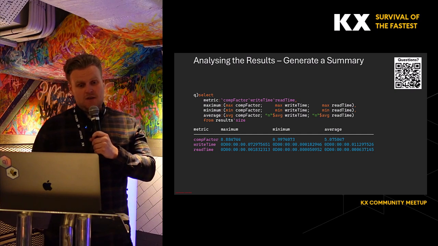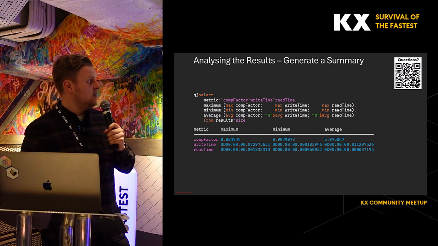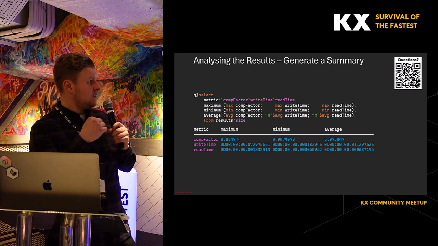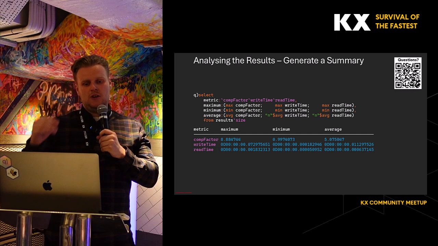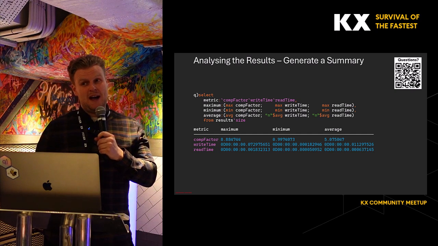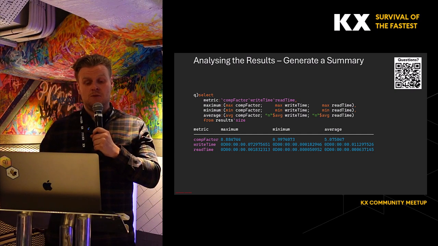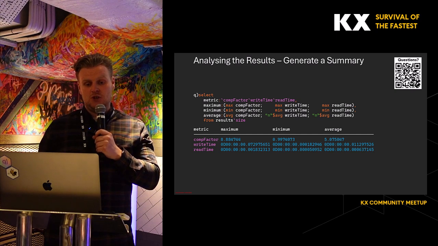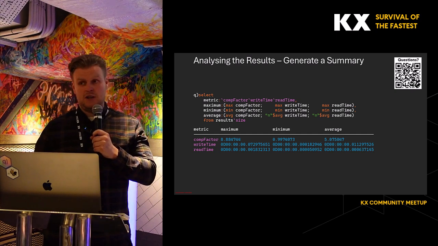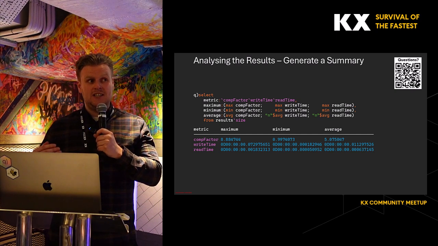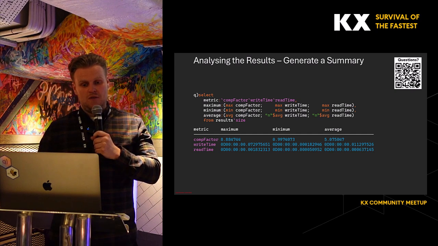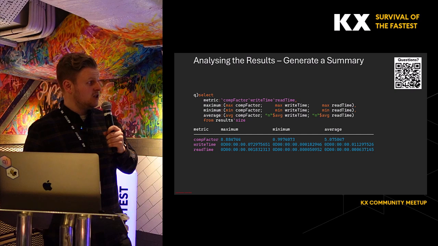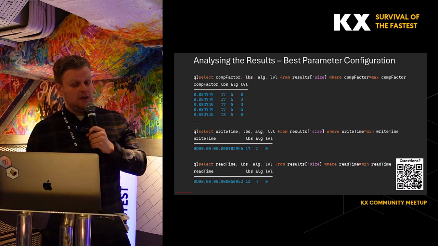So then, obviously, what do we do with this results table? Something like this to generate a summary table. For example, generating the maximum values, the minimum, and the average. For the maximum, you obviously want to maximize your compression factor, and you want to minimize your write and read time, but also the average, because maybe you want to be at least as good as the average case. This just gives you an overall summary of your results. But you can also then dig in a little deeper.